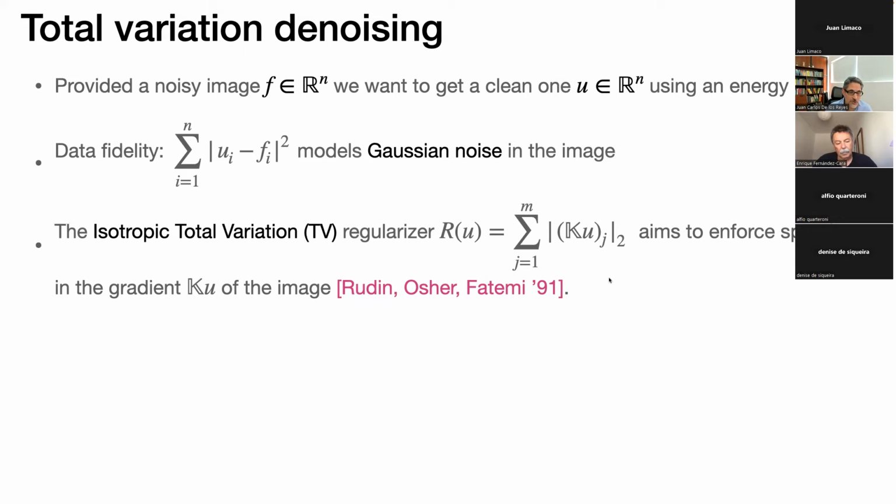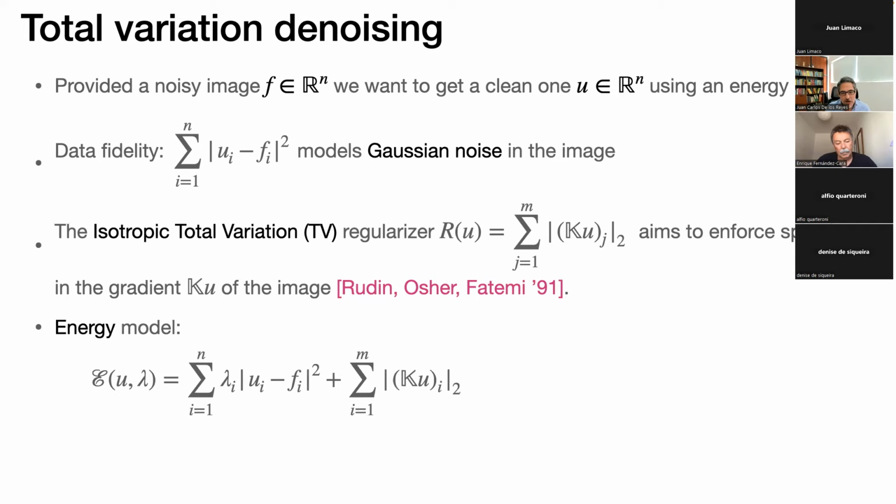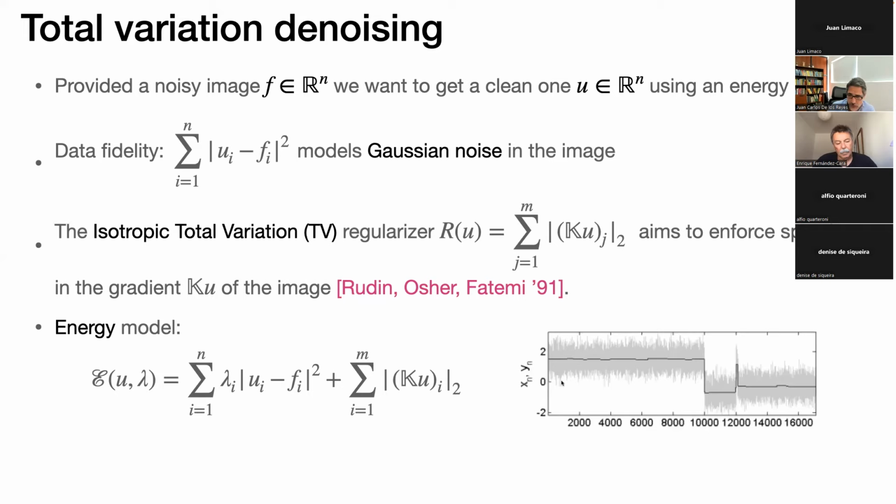for your problem. So the energy model combines these two terms, the data fidelity on one hand, and also the regularization term on the other, and you have to choose the lambda i's in a clever way so that you can obtain a better reconstruction. This is an example of what happens with a signal. With a simple signal, it's very noisy. You can observe the gray signal. And by using this type of total variation term, you recover a signal that preserves the important jumps or the structural jumps of the signal, but gets rid of the noise that is present in this part.